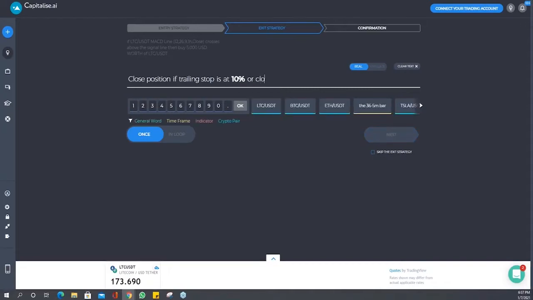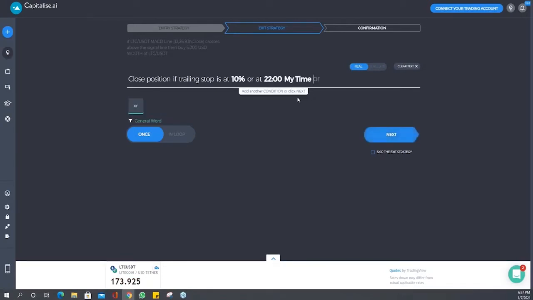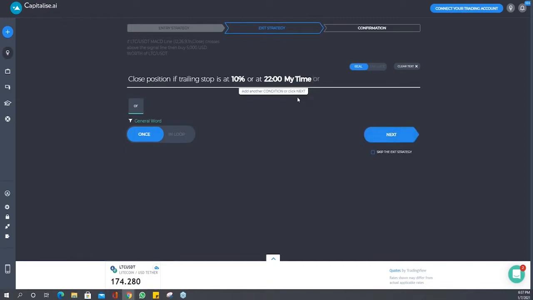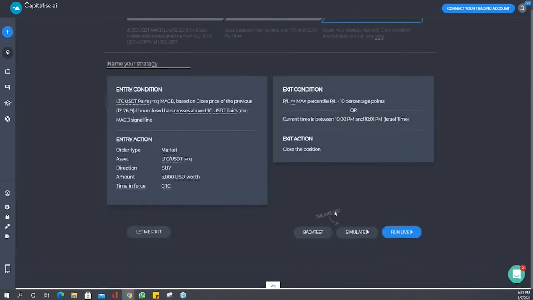Or we could say here, or close position, let's say at 2200 hours my time. And you can put as many as you want. You could do another or, and put a stop loss or a profit, whatever condition you traders need, you can put on the strategy. So either close position at a trailing stop of 10% or at 10 o'clock, which means it's going to close at 10 in the evening if the trailing stop is not acted.